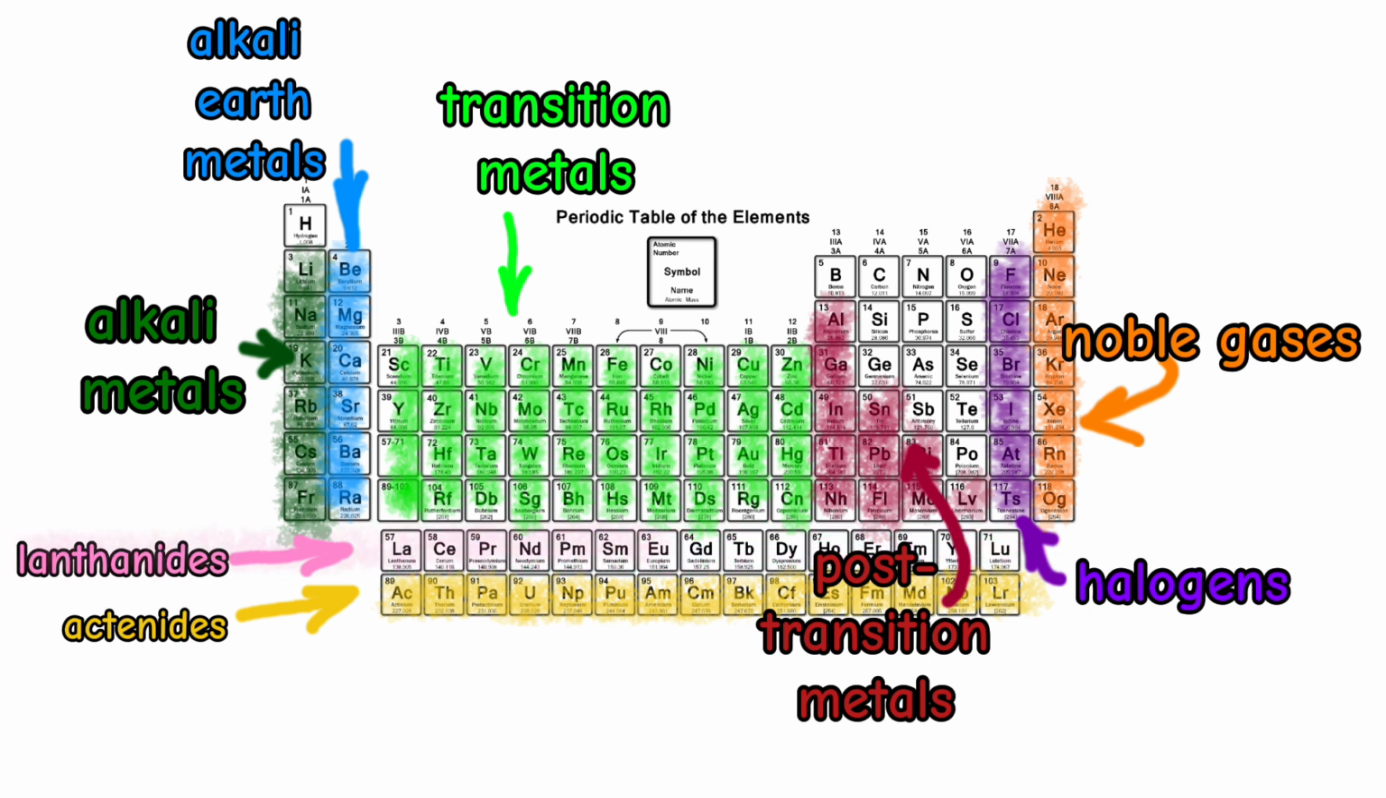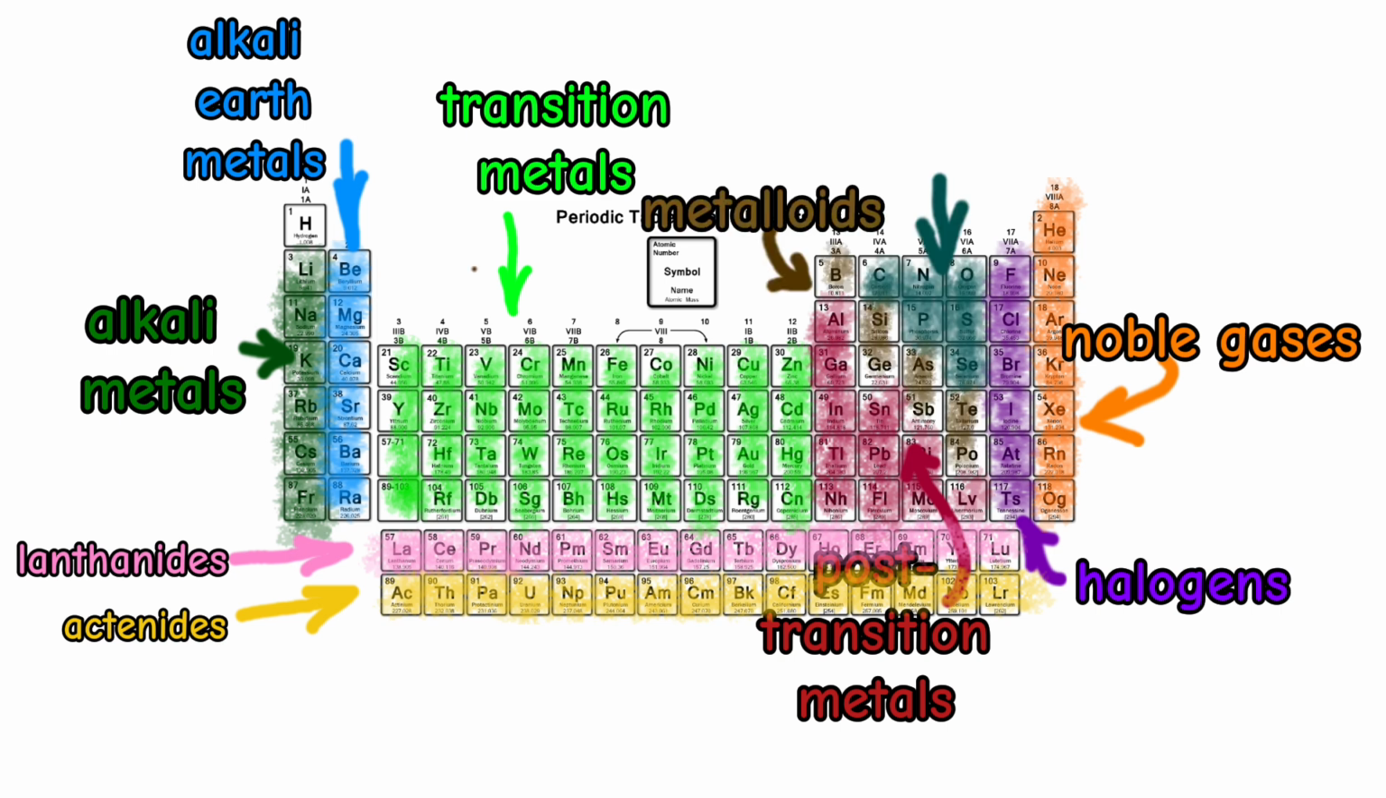The elements in this row are called lanthanides because their properties are extremely similar to the properties of lanthanum. The elements in this row are called actinides because their properties are extremely similar to the properties of actinium. As we said before, these elements are metalloids and these elements are non-metals.